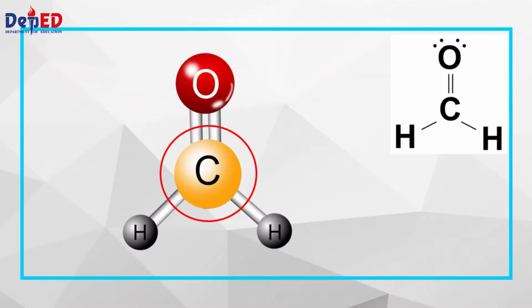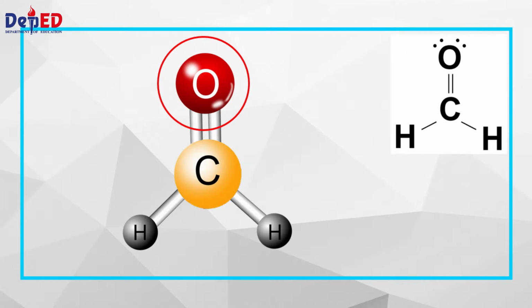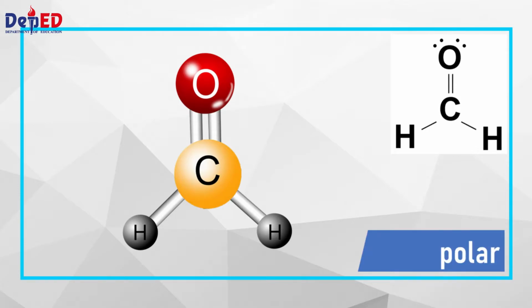The central atom carbon bonded with the 2 hydrogen atoms and an oxygen atom. However, notice that on this side, there are still 2 lone pairs. We can say that on this side is where electrons are more concentrated. Thus, this side is partially negative and this side is partially positive. A dipole moment is present, so formaldehyde is a polar molecule.